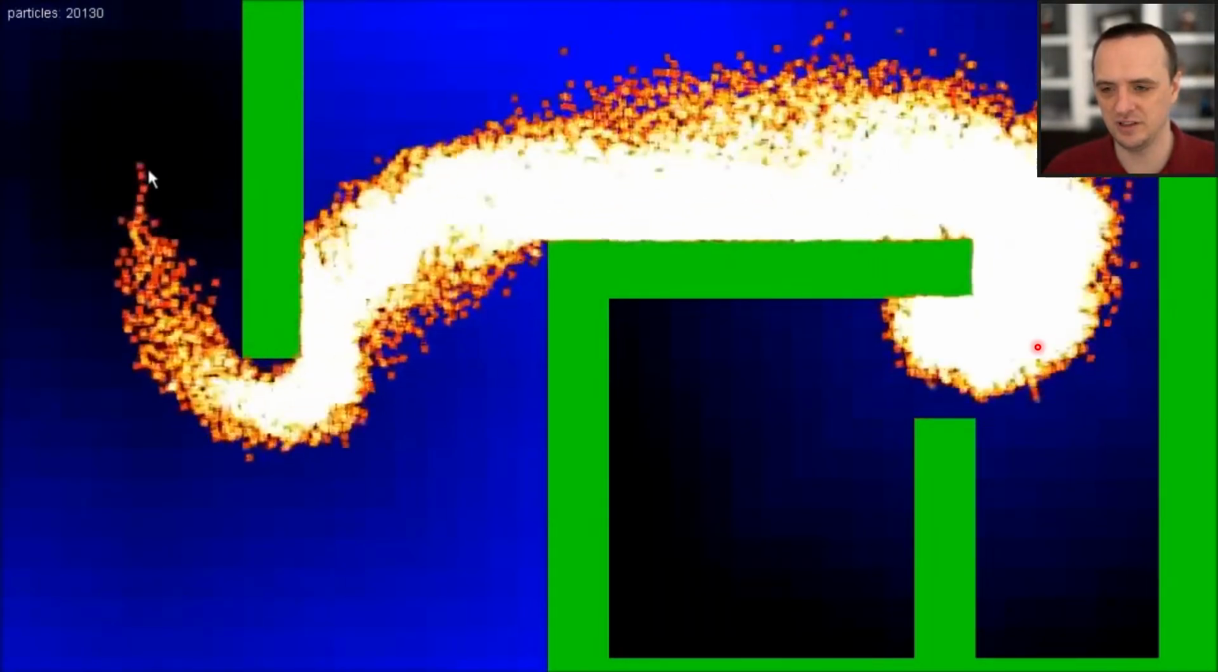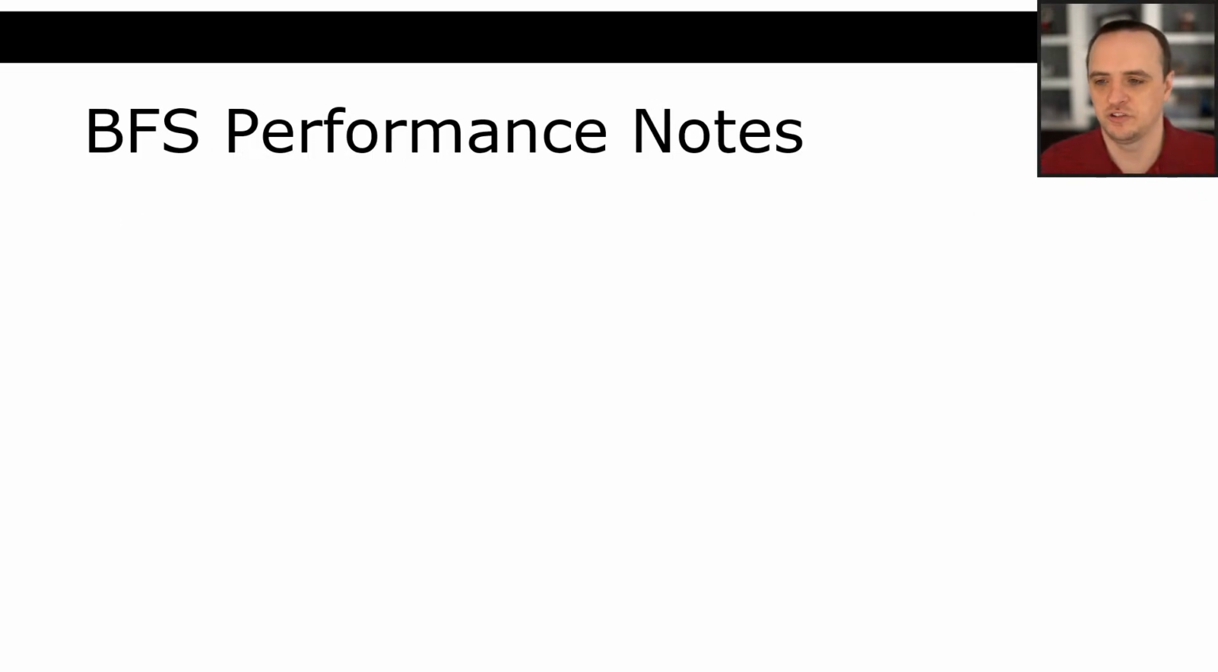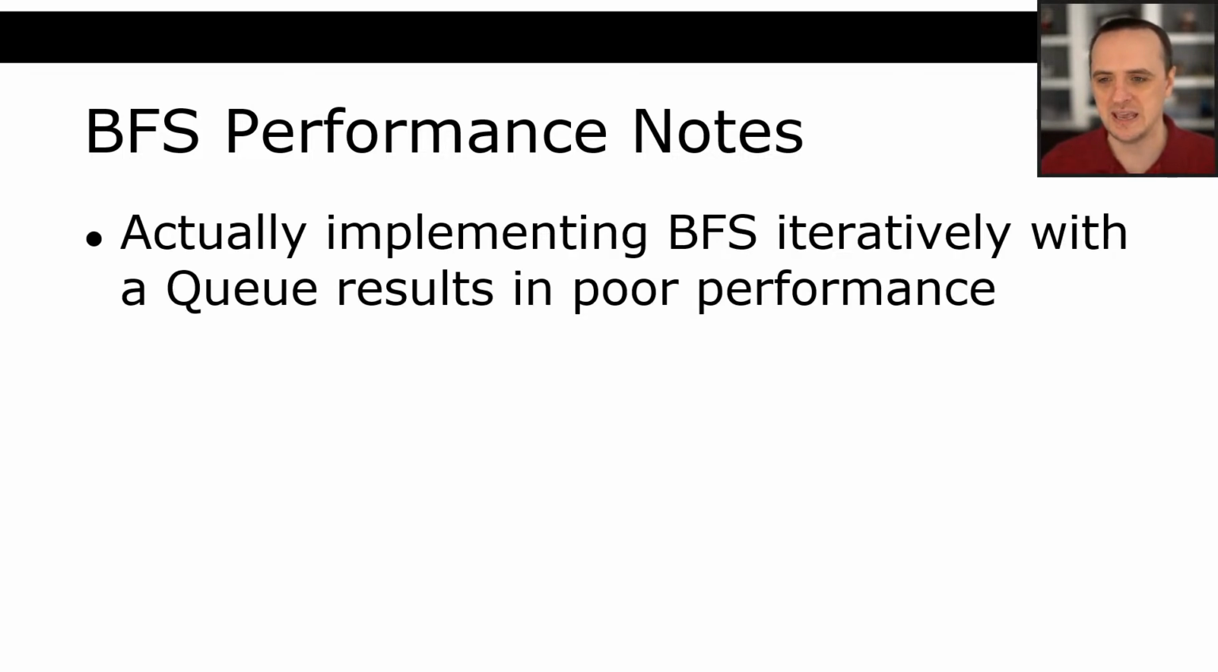So these vector fields, the last 4 slides came from this tutorial. And so if you want to know more about vector fields, you can go read this if you want to, but it's a really simple computation and you should all be able to do that. So some of the performance notes for BFS here: implementing BFS iteratively with a queue, if you recall from 3200, it actually results in pretty poor performance. So I'm going to go over an optimization here for you that you should do in this assignment in order to get really fast vector field computation.